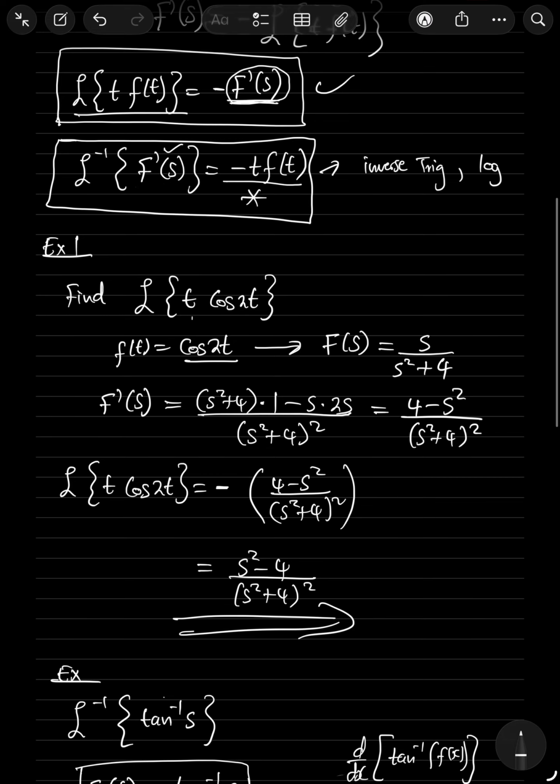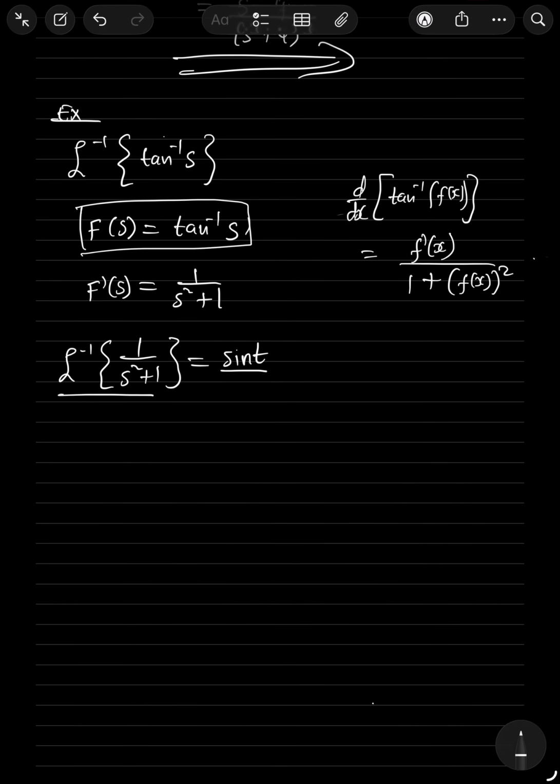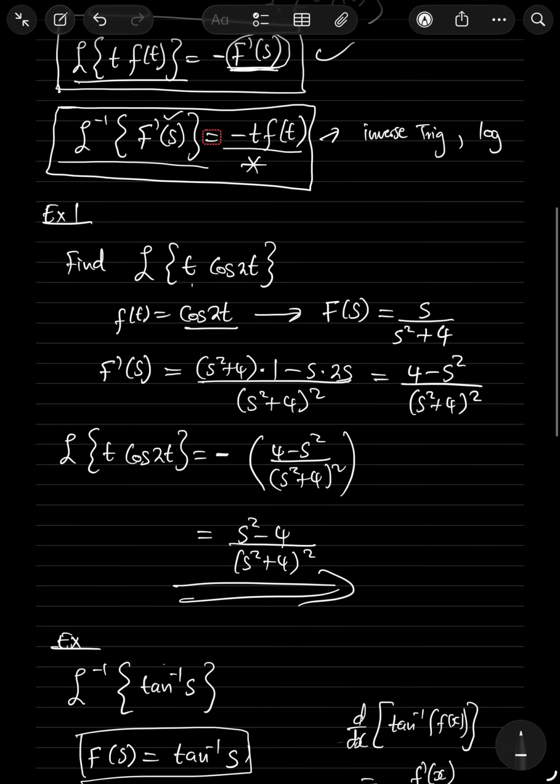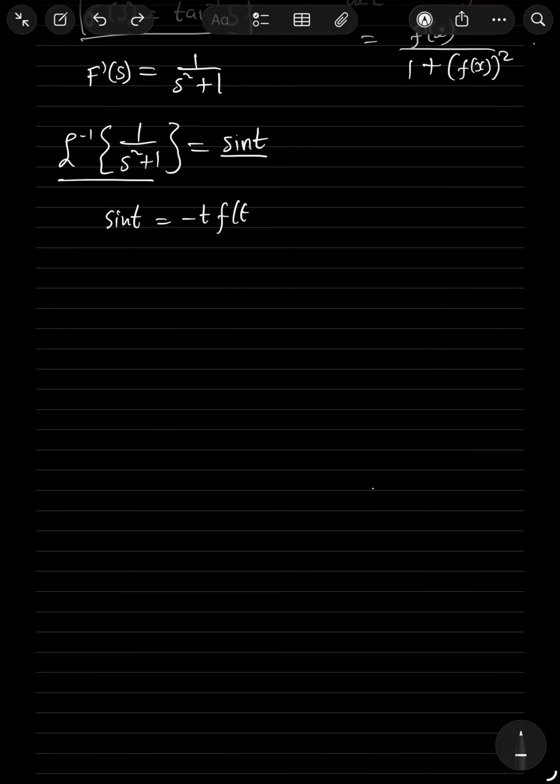Which means sine t is equal to minus t f of t. Don't be confused by that. So now we were evaluating the first part of the formula, right? We got that f of t is sine t. So which means sine t is equal to this part, isn't it? So that's an easier way of seeing this. So now we just have to make f of t the subject of the formula. So f of t is equal to minus sine t over t.